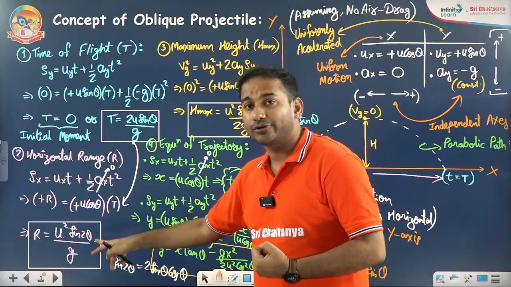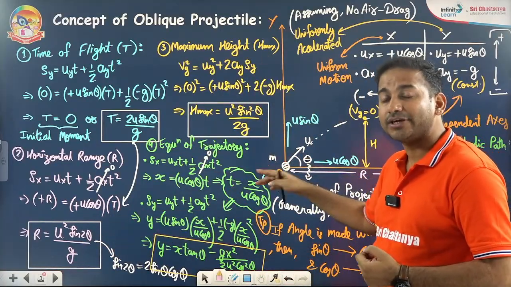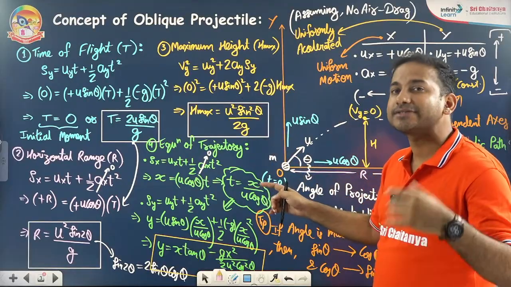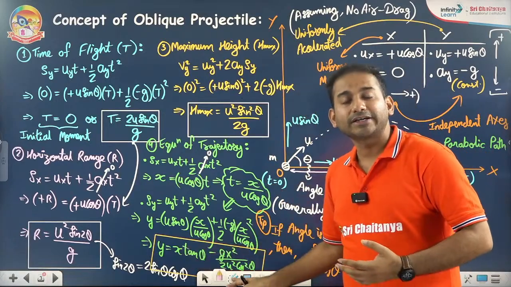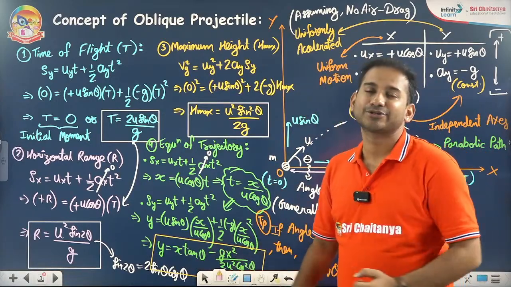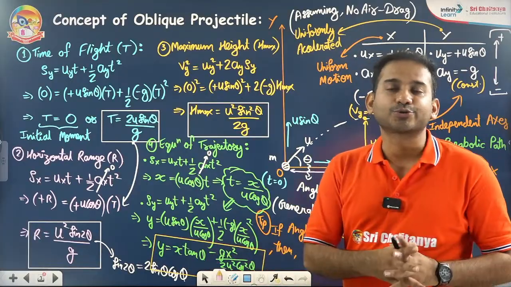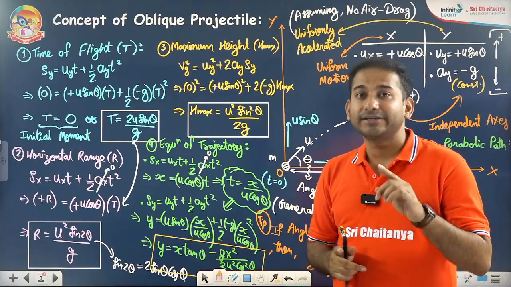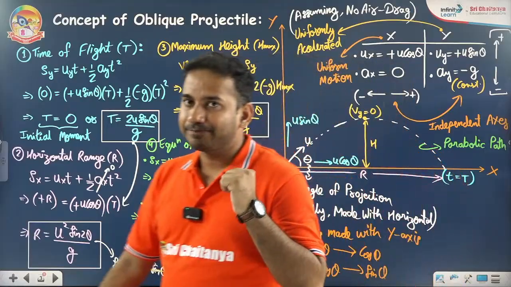Hmax formula is u square sin square theta by 2g. If the angle is made with vertical, it is u square cos square theta by 2g, or you can say u vertical square by twice of a vertical. Equation of trajectory, you must be remembering the NCERT equation of trajectory, y equal to x tan theta minus gx square by 2 u square cos square theta, but a better format of equation of trajectory, which will come on the next slide, is y equals x tan theta times 1 minus x by r.